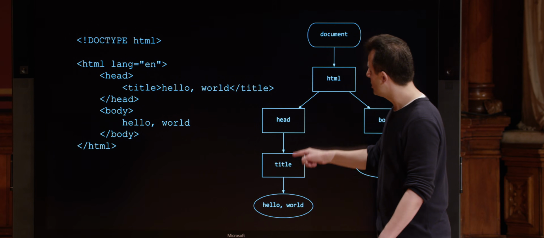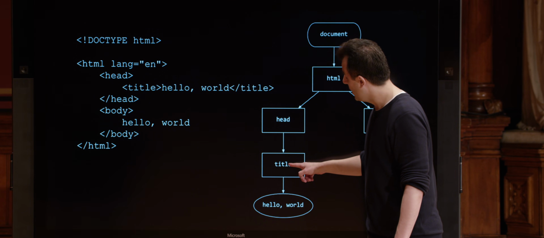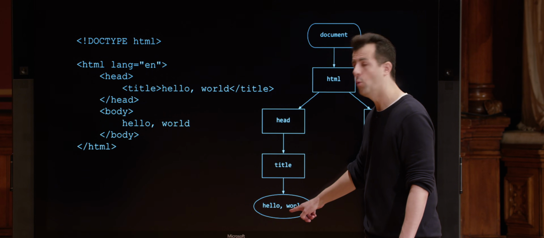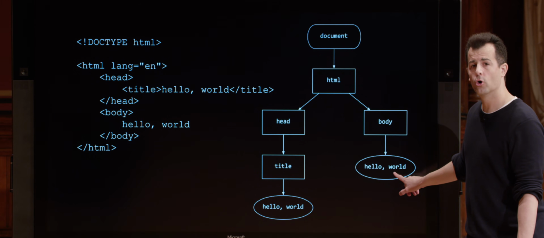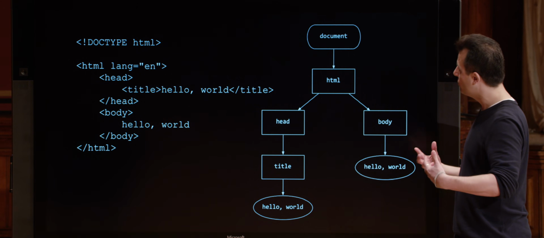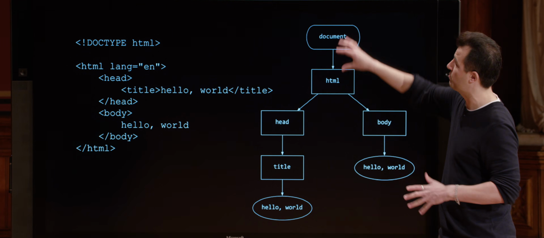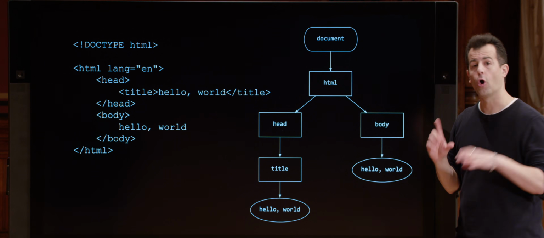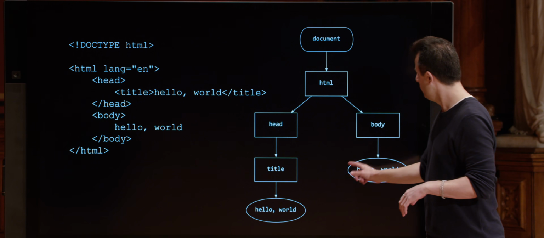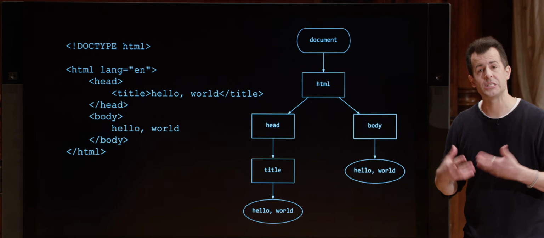Meanwhile, the head of the page has a title child, and the title tag has a hello world string inside of it. Meanwhile, body has its own string, hello world. And I've drawn these in different shapes here to convey that they're each a little bit different. Document is special. It refers to the whole file. But HTML, head, title, and body are all HTML tags. And then these ovals here, hello world, are just text nodes.